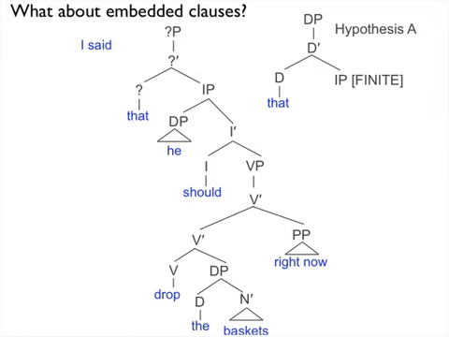You've got that D that takes a finite IP, right? Because a constraint. So that is putting a constraint on its complement that it be a clause and IP. And that clause be finite, meaning that it have a tensed form, not an infinitive form. There has to be either a verb or an auxiliary that's in an inflected past or present tense form. So that's one way to do it.